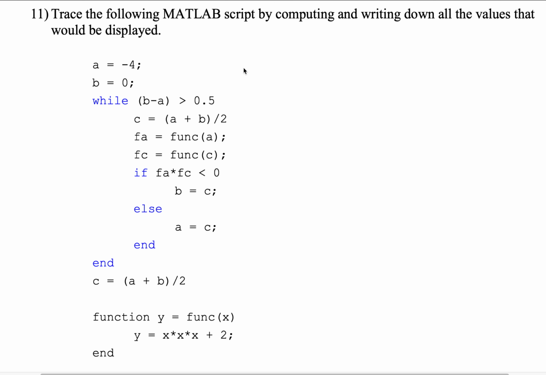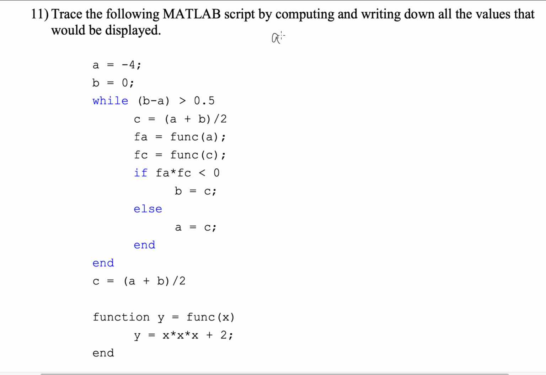Trace and write down all the values that would be displayed on this script. So let's look right through here. To make this easier, we're going to write out every single output, and then delete whichever is suppressed. Whenever we see a semicolon, that's not going to be displayed, and when there's no semicolon, it will be displayed. So let's write out everything, and then delete whatever we don't see.